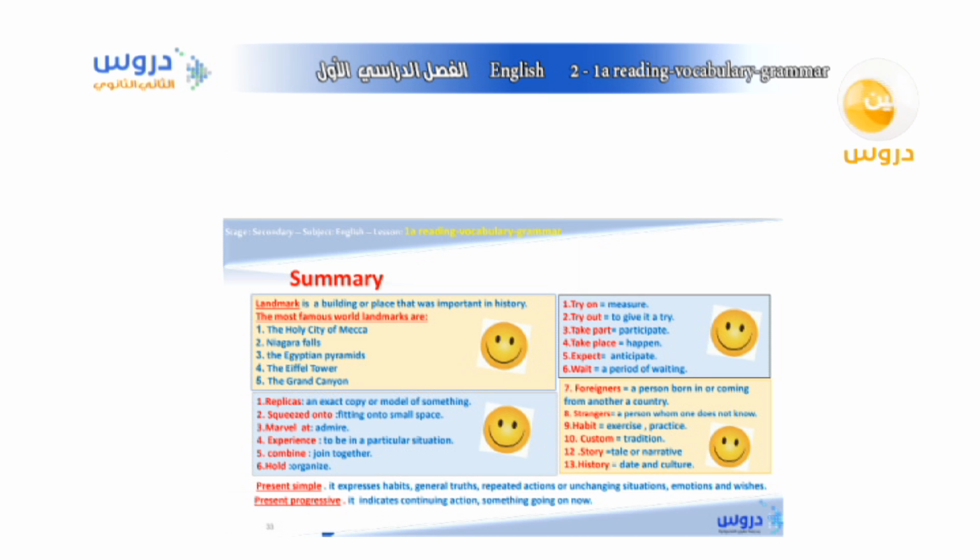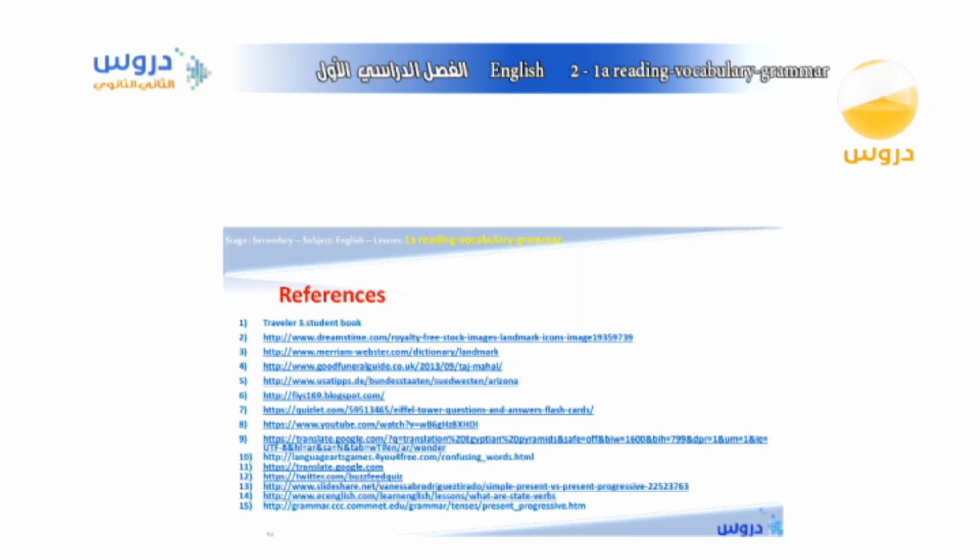We talked about the simple present and the present progressive, and we said the simple present expresses habits, general truth, repeated actions, unchanging situations, emotions, and wishes. And the present progressive indicates continuing action, something that is going on now. So I'm giving you the lesson now. Soon I'm going to be over because I got 1 minute left, right? This was the summary. These are the references. You can come back to them.